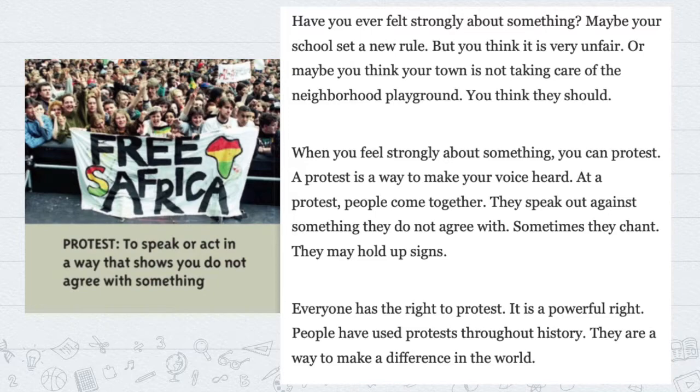At a protest, people come together. They speak out against something they do not agree with. Sometimes they chant. They might hold up signs. Everyone has the right to protest. It is a powerful right. People have used protests throughout history. They are a way to make a difference in the world.